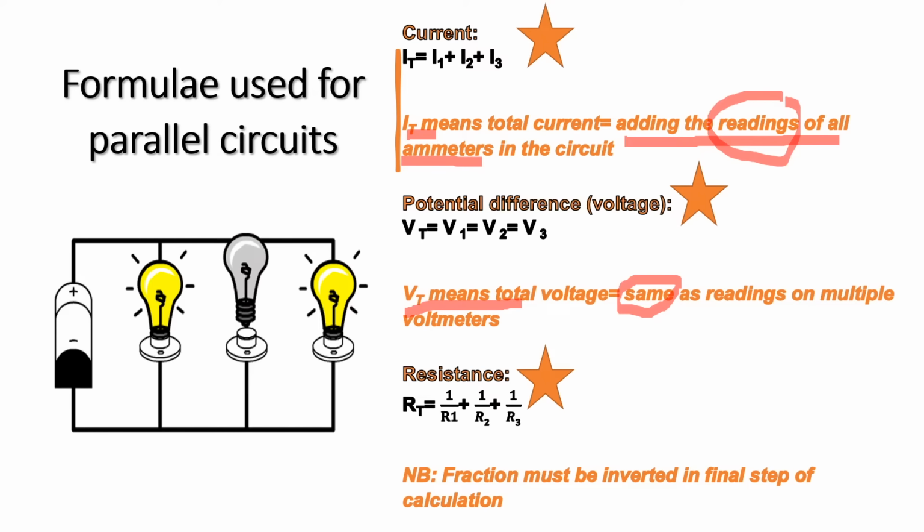With regards to resistance, this formula is a different one compared to the others. So we have RT is equal to 1 over R1 plus 1 over R2 plus 1 over R3. But we have an extra step here. The last step after the calculation has been made, the fraction must be inverted, which means swapped around, in the final step in order to get the correct value of the resistance in a parallel circuit.